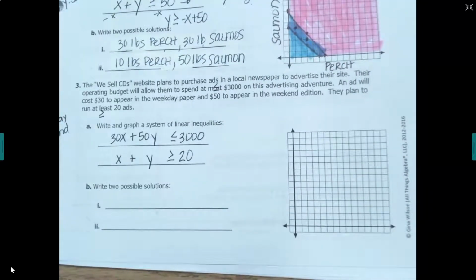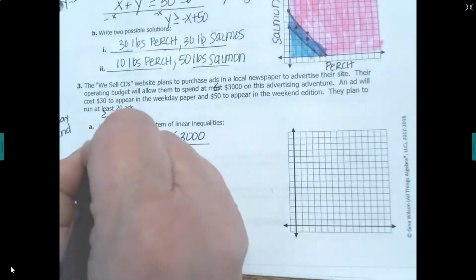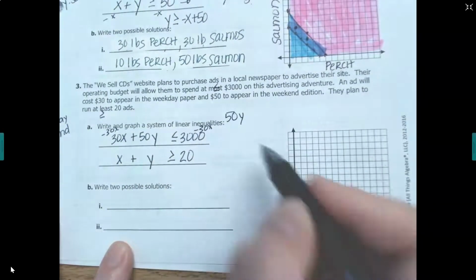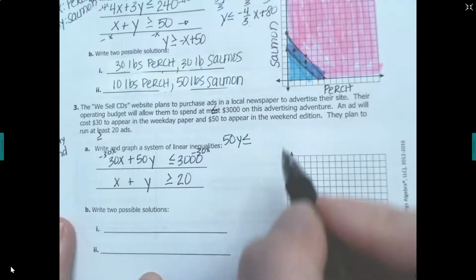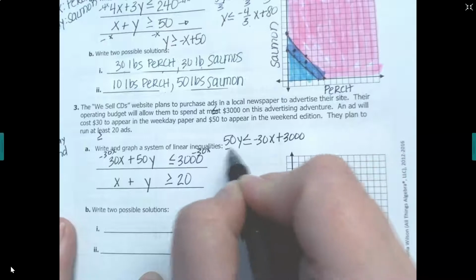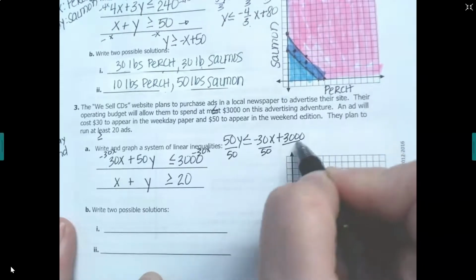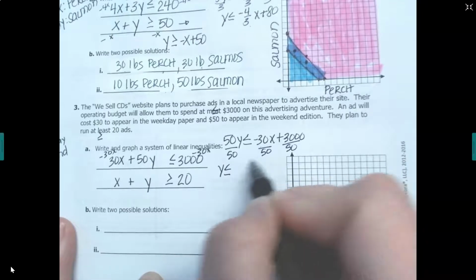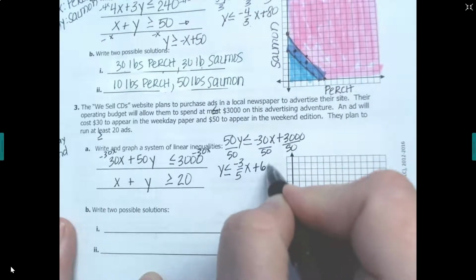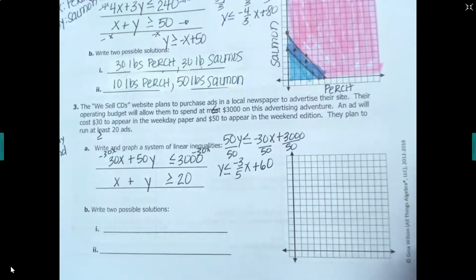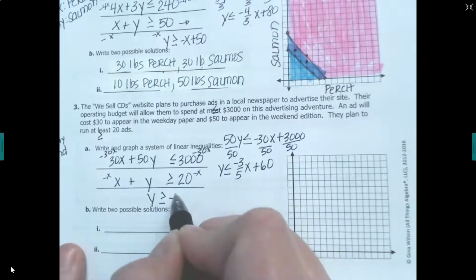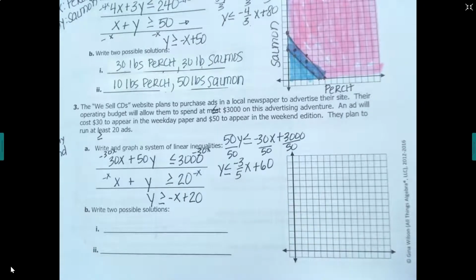Okay, so let's graph to see what will happen. We need to put it in slope-intercept form, so I'm going to move the x over. Minus 30x, so I get 50y is less than or equal to negative 30x plus 3,000. Divide everything by 50 to get y by itself. So y is less than or equal to negative 3/5 x plus 60. Okay, so that's one of our inequalities. The other one's a little easier to get. We'll just subtract the x from both sides, and y is greater than or equal to negative x plus 20.